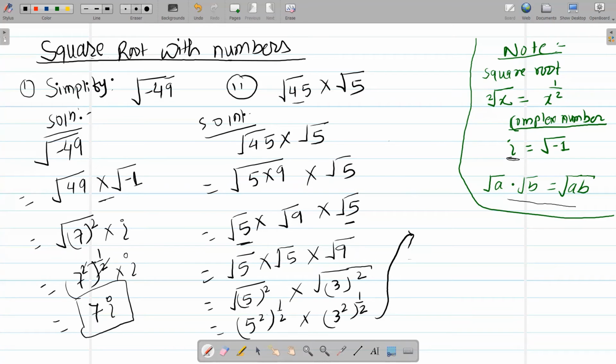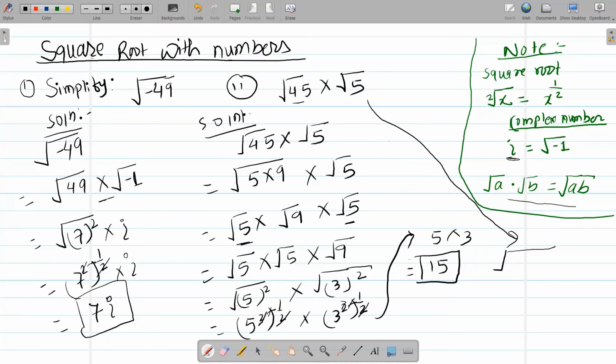Now we can multiply these exponents. What do we get? These 2 and 2 cancel out. We have 5 times 3, which is 15. So in this way we can solve it. If you want to solve it directly, we can also do that. We can multiply these two, which becomes 45 times 5. That's an alternative method.